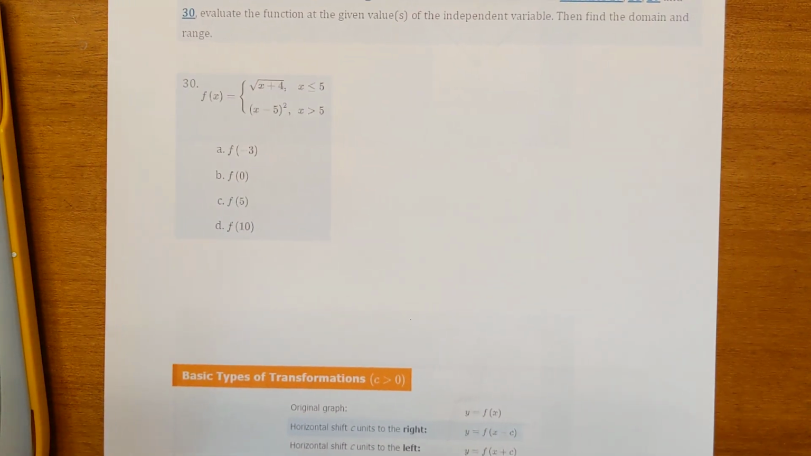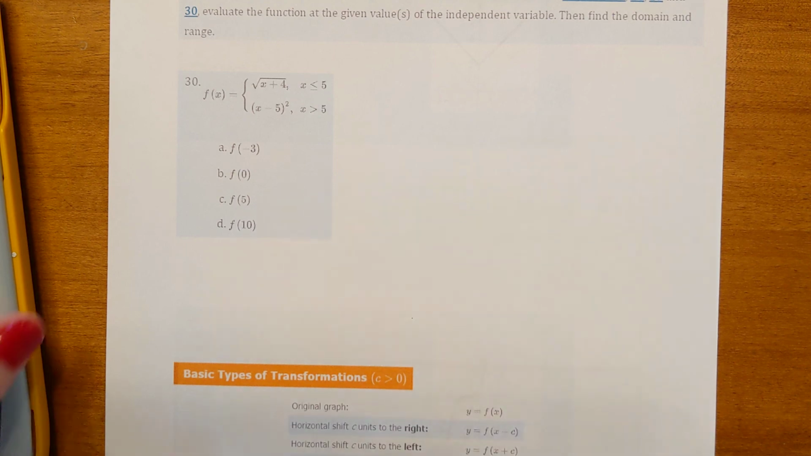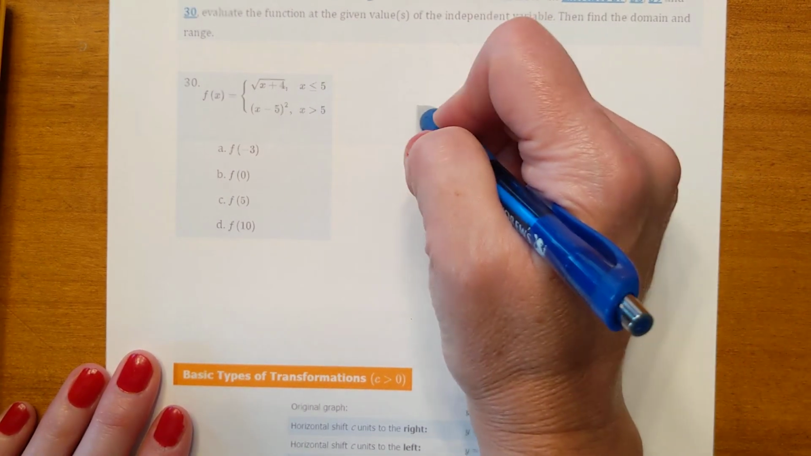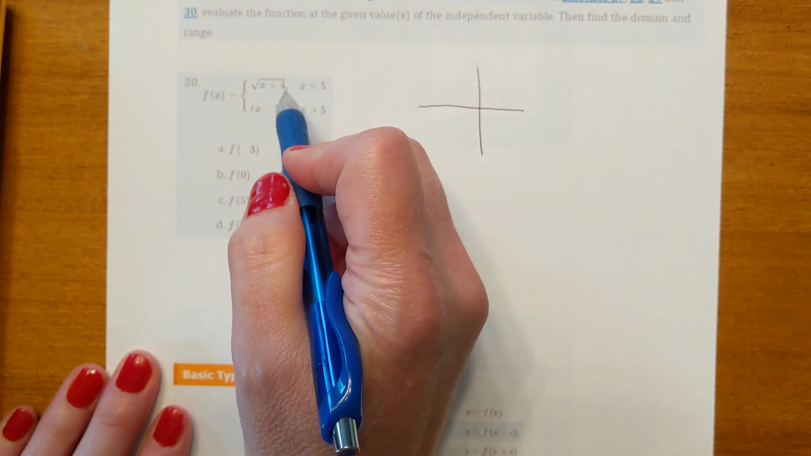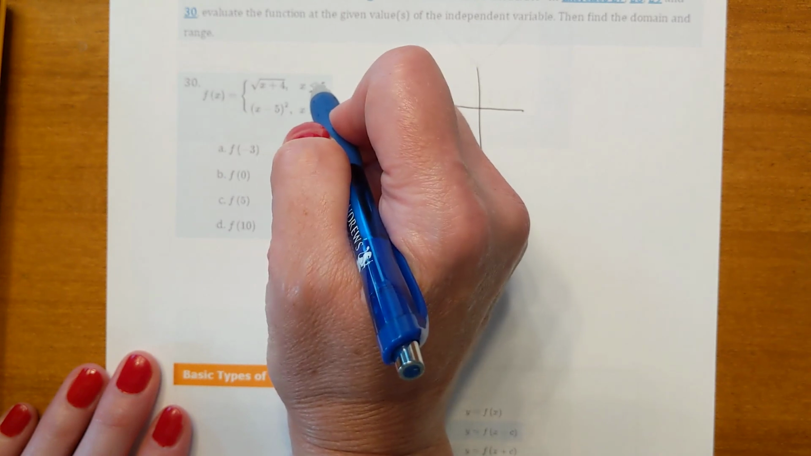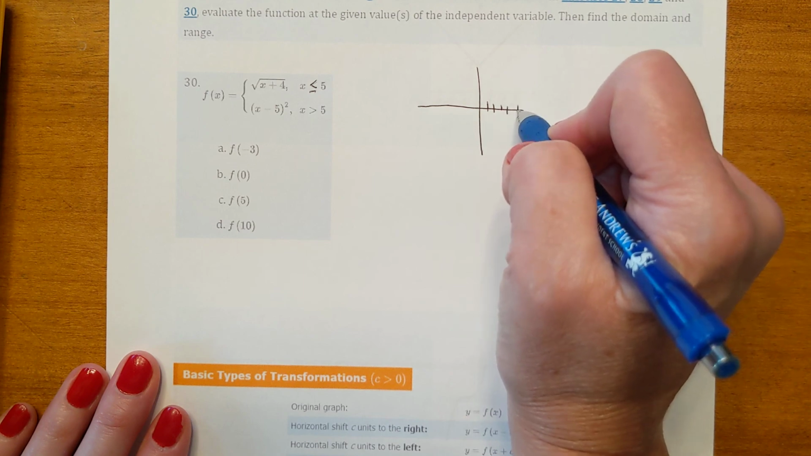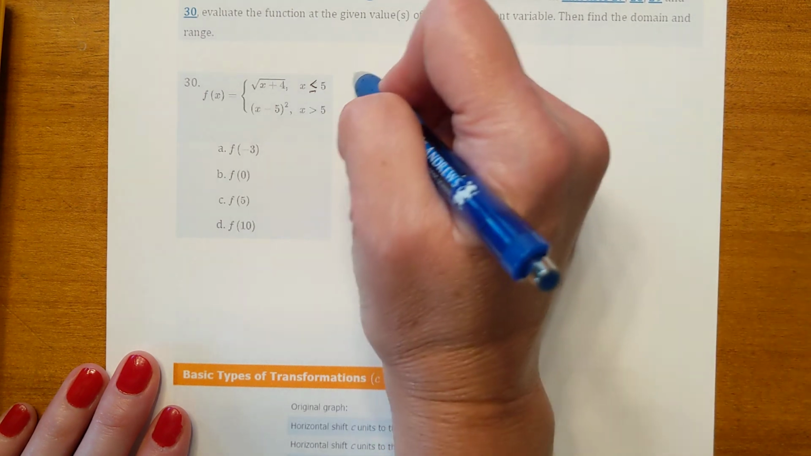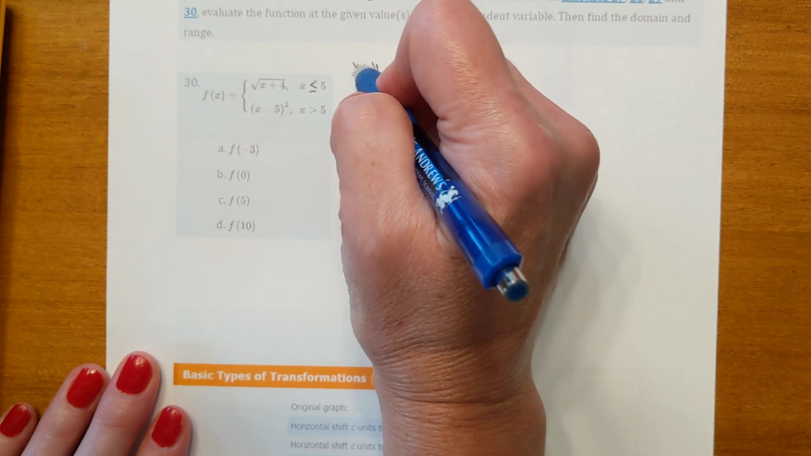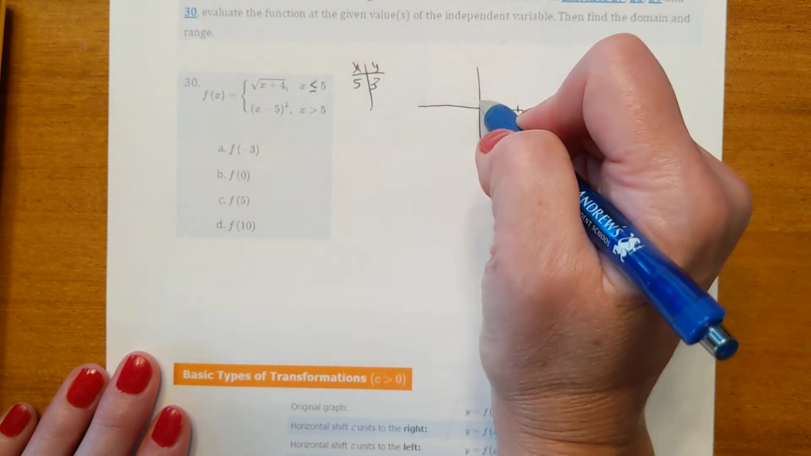Okay, next we have a piecewise function. It says evaluate the function at the given values of the independent variable, then find the domain and the range. All right, let's go ahead and graph it. So we got a square root function. We want to start at the number 5 because it's for x less than or equal to 5. So at the number 5 is where we're starting. And at 5, when you plug a 5 in there for x, you get 9, and the square root of 9 is 3.